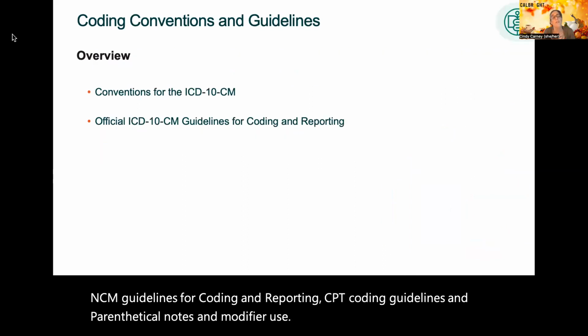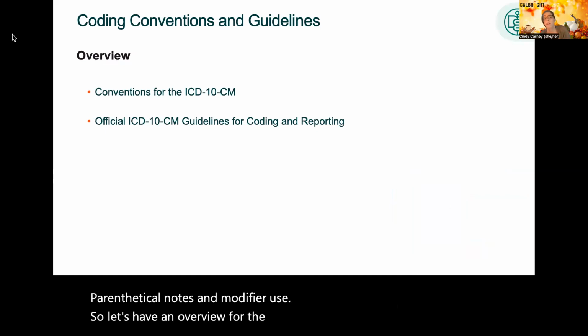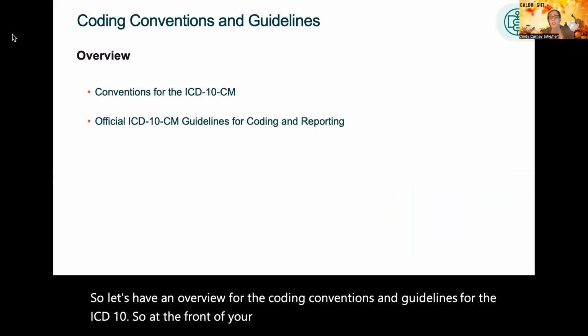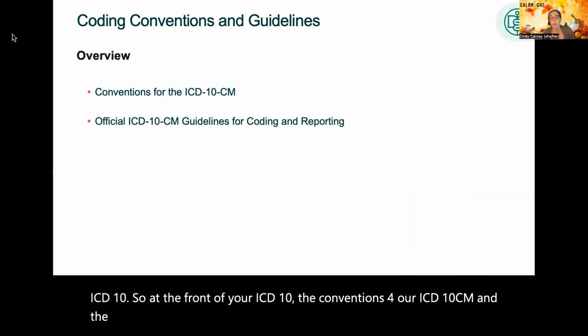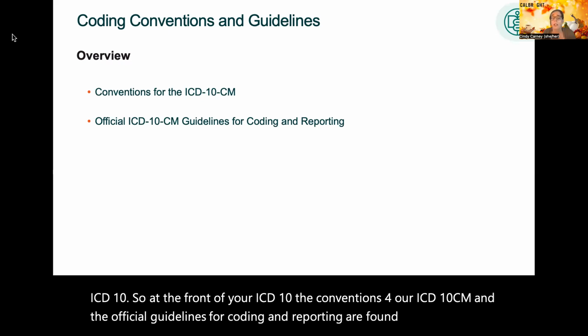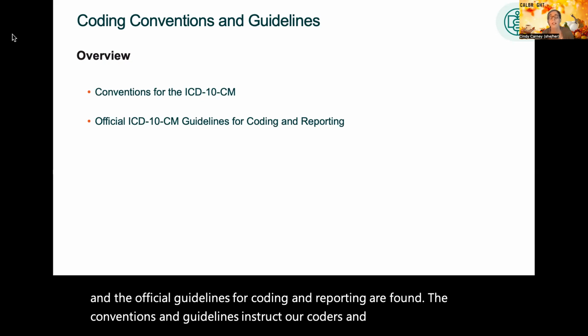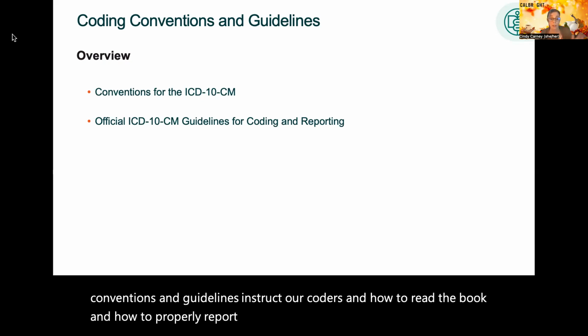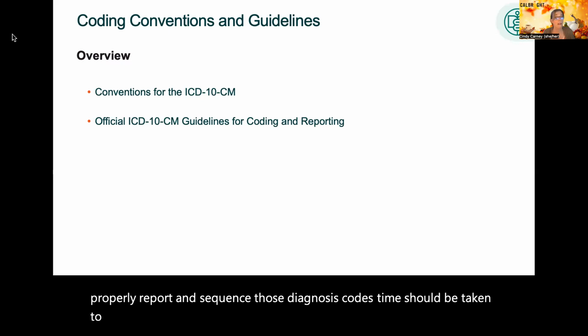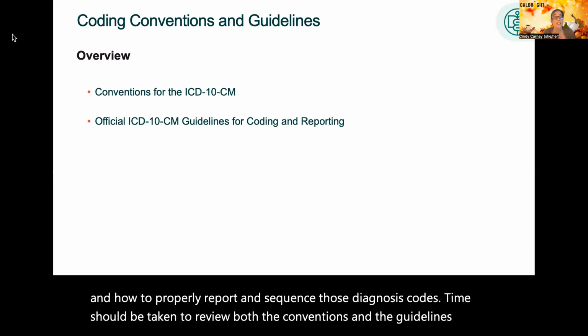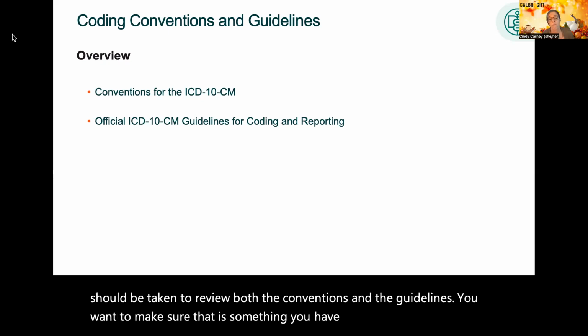So let's have an overview for the coding conventions and guidelines for the ICD-10. So at the front of your ICD-10, the conventions for our ICD-10 CM and the official guidelines for coding and reporting are found. The conventions and guidelines instruct our coders in how to read the book and how to properly report and sequence those diagnosis codes. Time should be taken to review both the conventions and the guidelines. You want to make sure that is something you have become familiar with.